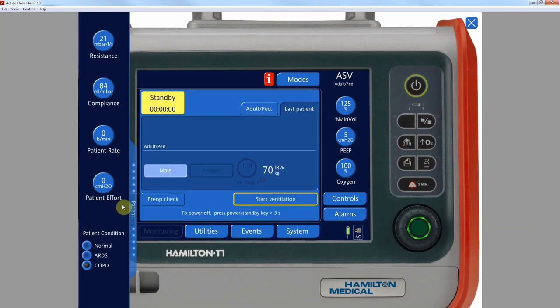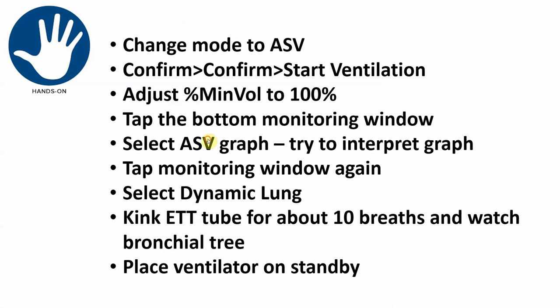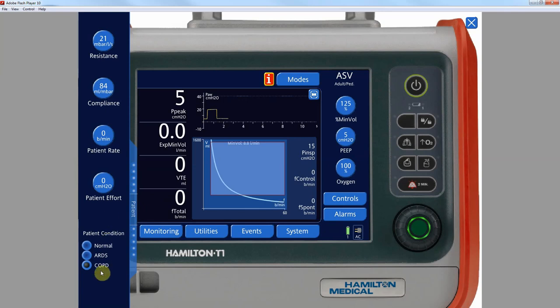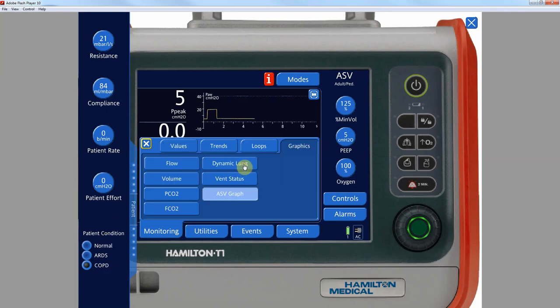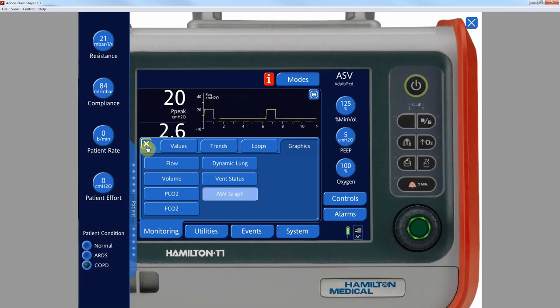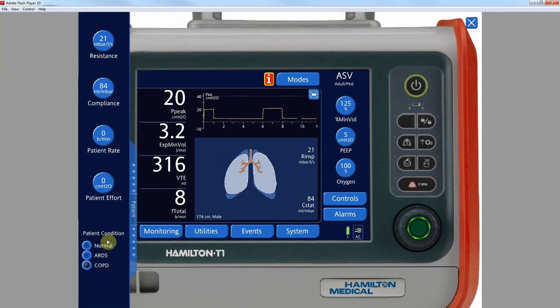Put this on standby. So I also wanted to show you what happens to the bronchial tree, if we can get that to start. So if we change this graph, all you have to do is you can change these graphs just by clicking or hitting that box, or you can hit monitoring, go to graphics, and you go from ASV graph to dynamic lung. So if we have normal lungs, you can see that the lung shadow is completely filled by the lung.